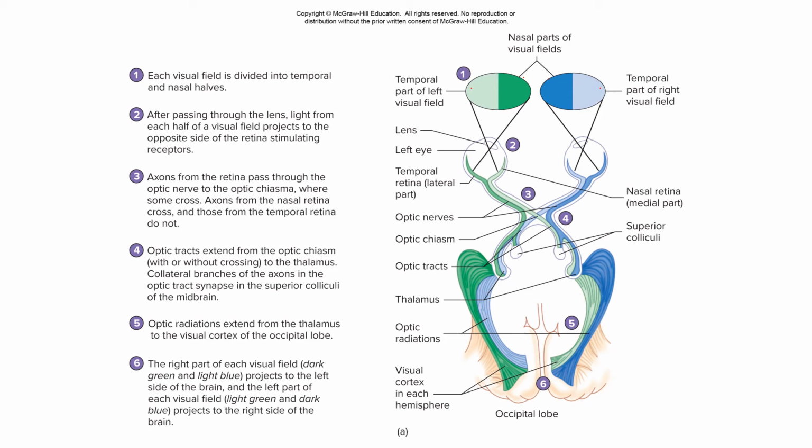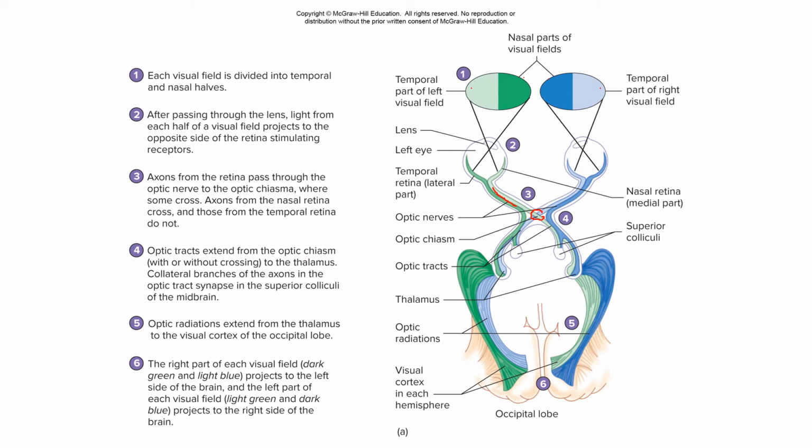Okay, so after passing through the lens of the eyes, light from each half of the visual fields projects to the opposite side of the retina, stimulating receptors. Okay, di ba nga, kapag nag-pass na yung light, nag-i-invert yung image. Okay, so from the temporal retina, axons from the retina pass through the optic nerve to the optic chiasm. So this is the end of the optic nerve, and then they merge into the optic chiasm. So this is the optic nerve, and this part here is the optic chiasm. So axons from the nasal retina cross, and those from the temporal retina don't.